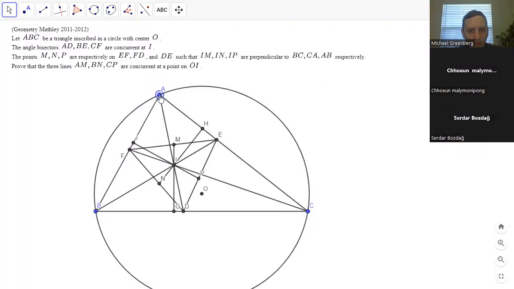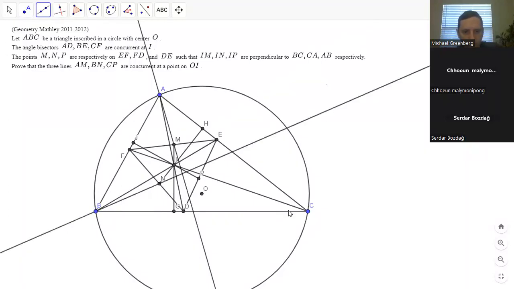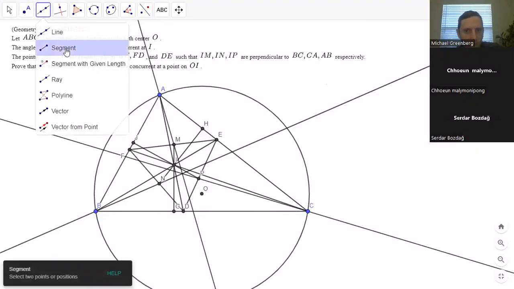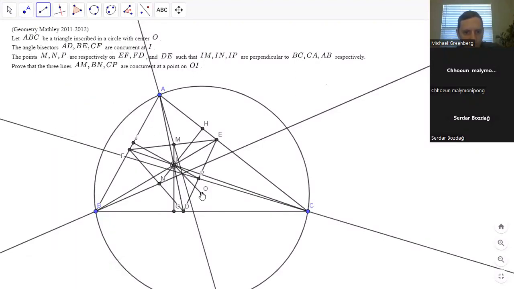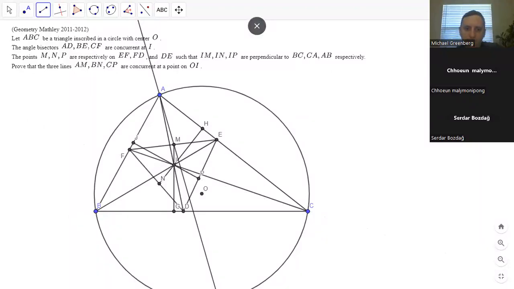And we want to show AM. First of all, we want to show AM, BN, and CP concur. That's step one. So let's see if that's true. Yes, it is. And then it does look like it lies on OI. Okay. So what would be the best method to show they concur? Is it trig Ceva, normal Ceva's theorem?